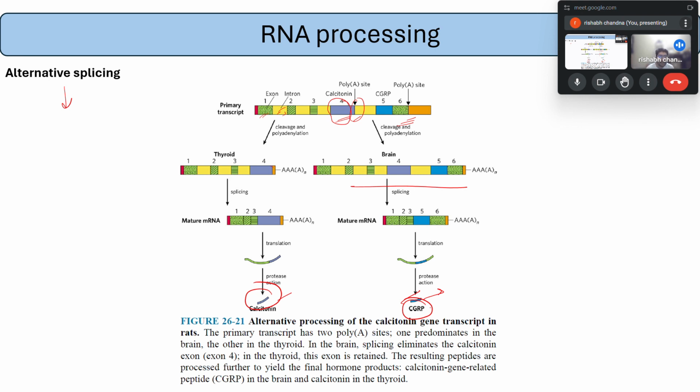Do you have any doubts till now? So this depends upon the specific proteins present in that particular organ. There are specific proteins for splicing out that particular exon only. So these are tissue specific as well as protein specific proteins that are present in a particular organ.